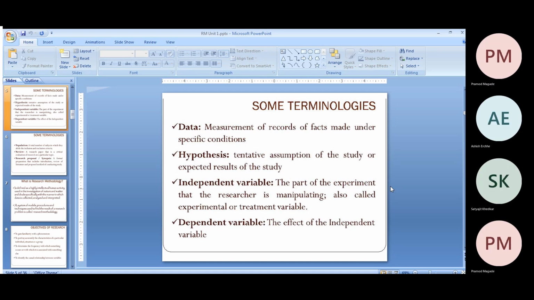After that, some terminologies are very important. As I told you, as we have seen in the definition, we have to collect the data, we have to use the principles, we have to take the reference of laws, so that we follow the important parameters. Some important things I have explained here, such as data is very important.